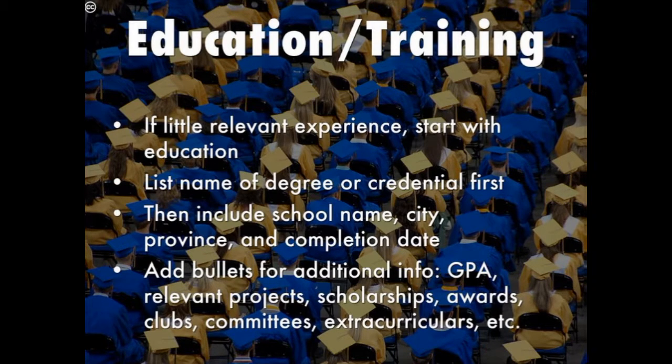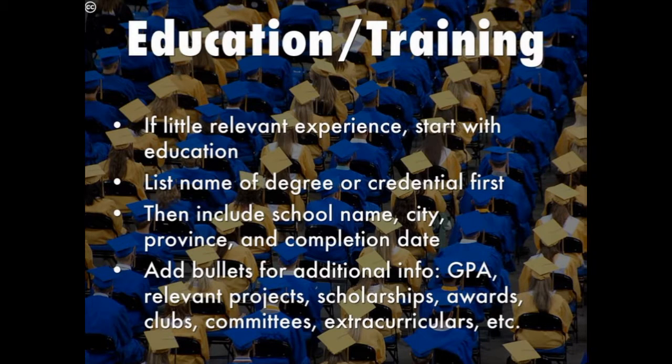If you're in the middle of your credential and haven't yet completed your program, then just include information to let the reader get some context as to where you are in your program. So you might list something like second year, or if you're close to the end of your program, consider saying something like anticipated completion date, December 2016.